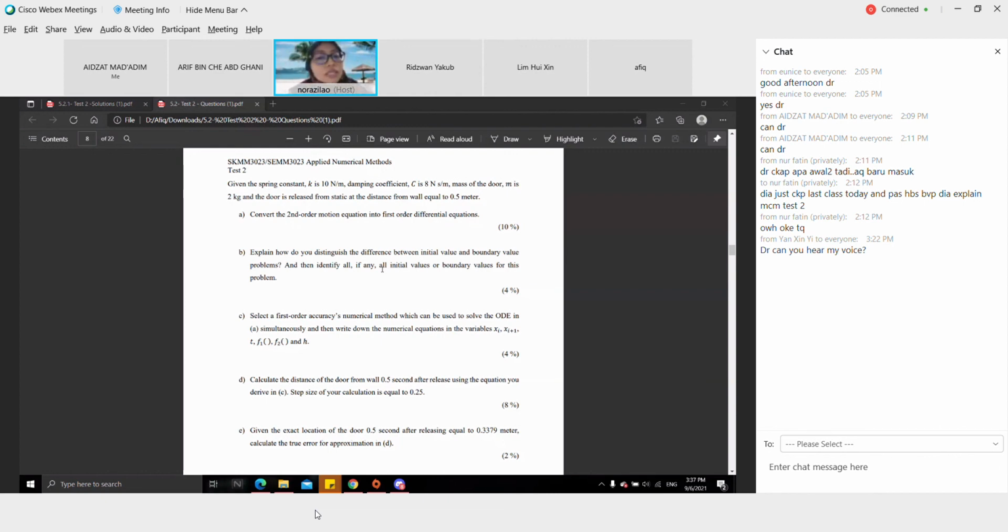Tak boleh ya? When the problem statement does not mention that the dependent value is a 0, is a 1, that is not a boundary value. Kalau boundary value dia kena mention clearly because you need to substitute back using a finite difference. Okay, then you boleh kata dia adalah boundary value problem.